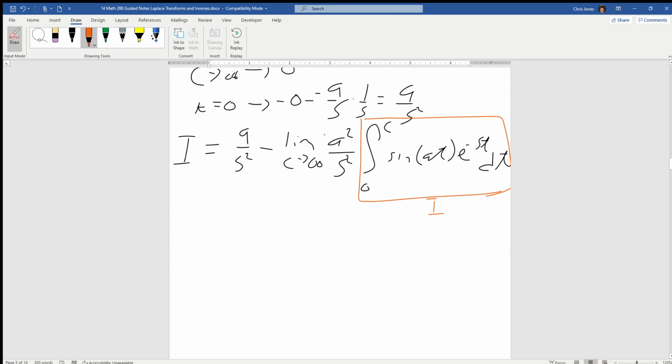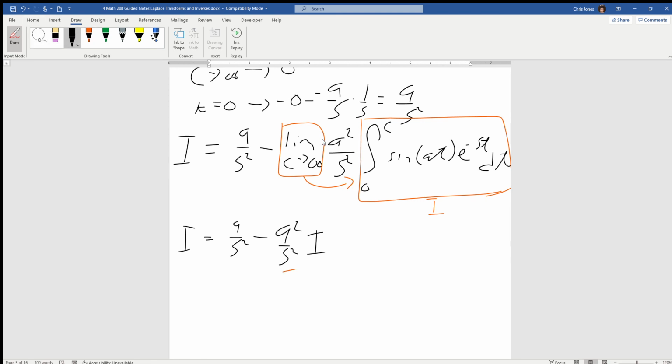In fact, we can replace the limit, and what we end up with is that I is going to be equal to a over s squared minus a squared over s squared I. And this limit is also part of this integral as well. So the only thing that's not a part is the a squared over s squared. And now we can solve this for I.